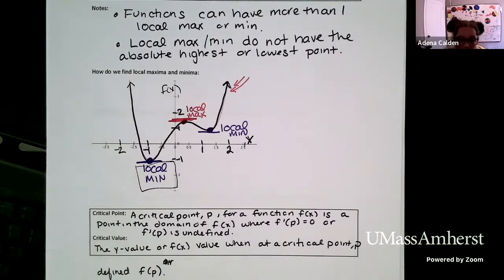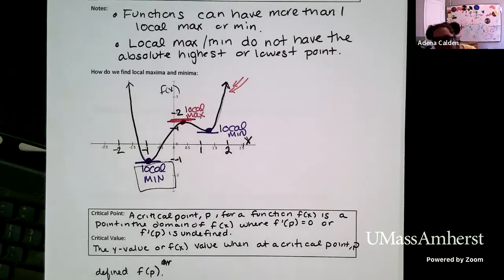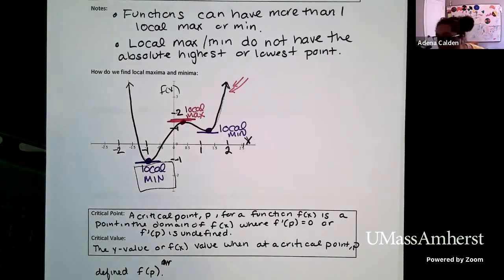The critical value is the y value at the critical point, right? So if we know that there's a critical point at x equals 1, then the y value when x equals 1 is the critical value, that corresponding paired y value. 95% of the time, we're just looking for the x value for our critical point. So that's where we begin a lot of our work for today.